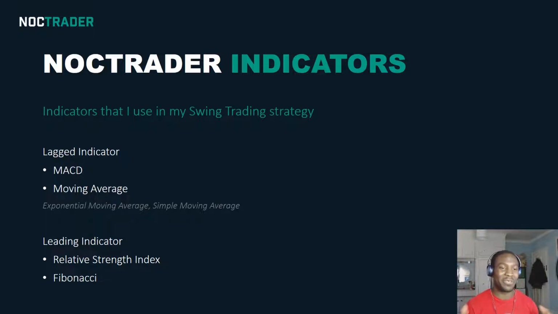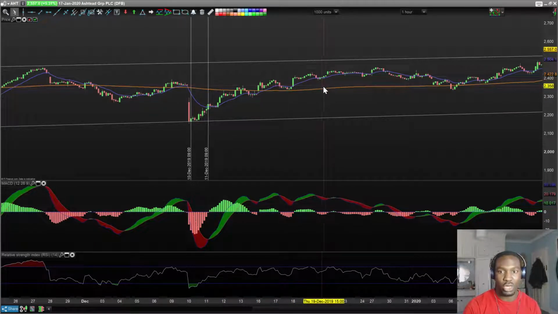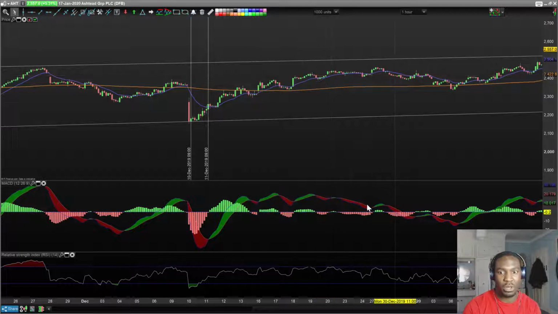So for those of you who said Fibonacci was a leading indicator, well done. One point for you. So let me return once again to this chart. So this orange line is the 180-day simple moving average. The purple line is the 15-day exponential moving average. This is the MACD. This is the RSI.